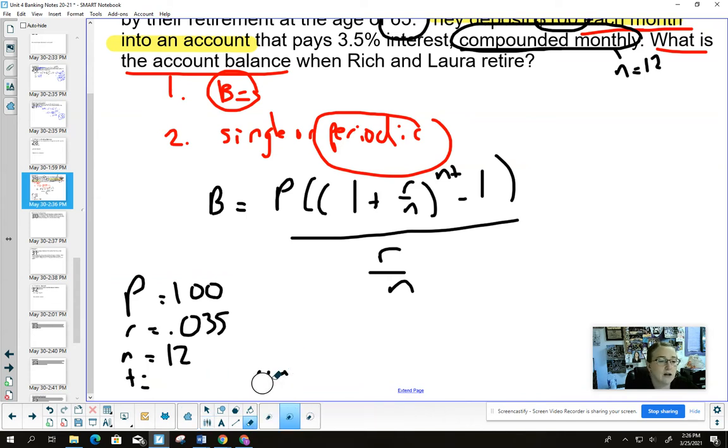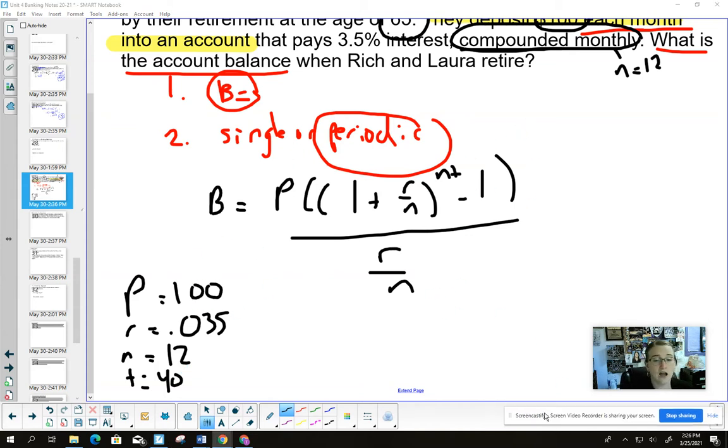Because again, T is how long the account is open. They open it at 25, close it at 65. That's 40 years. So go ahead, take a moment. You're going to plug all of this in. Little hint here. The very first button you need to hit is the fraction button. Whenever you've got a huge, big, whopping formula like this that's got a top and a bottom, hit the fraction button. If you get stuck, you can come back and check, and I'll show you how we're doing it.